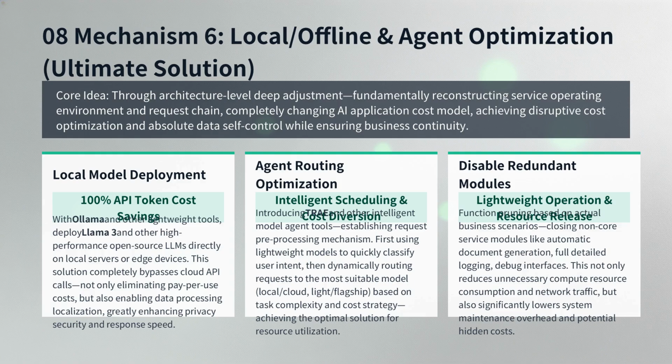The sixth mechanism is the ultimate solution, local/offline and agent optimization. If you have high data privacy requirements, or have your own compute resources, you can deploy open-source models like Llama 3 locally through tools like Ollama, achieving 100% token cost savings. Alternatively, use agent tools like TRAE to intelligently route requests to the most suitable model, achieving comprehensive cost optimization. Additionally, closing unnecessary redundant modules can further save costs.